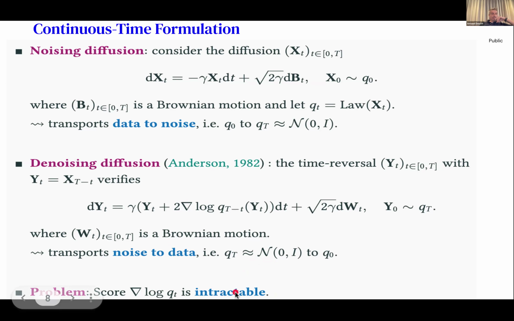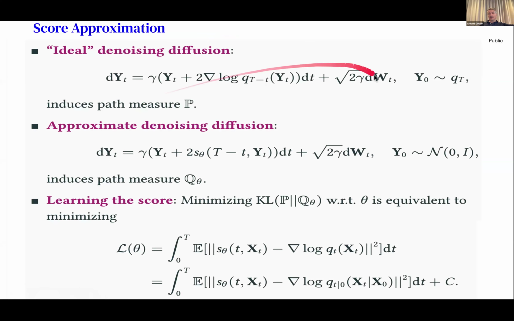Okay. So the problem is that if you want to implement this time reversal to do generative modeling, you need to estimate the score. Okay, so I said the score is intractable. So what are we going to do? Well, we're going to make obviously some approximation. So basically keep in mind that really the process we would like to be able to simulate is this process. Okay, it's not accessible. So this is the ideal denoising diffusion I would like to run so as to basically generate new samples. You cannot run it.